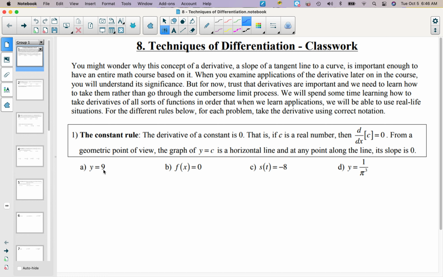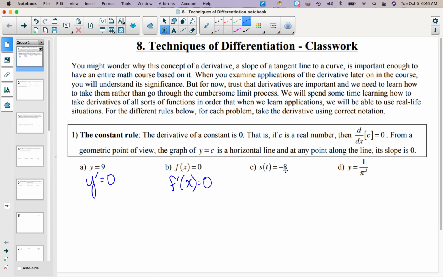So if we say y equals 9, you have some options. You could say dy/dx equals 0. I'm just going to use y prime equals 0. That's another notation for the derivative. So for part B, f of x equals 0. It's a constant, so f prime of x equals 0.